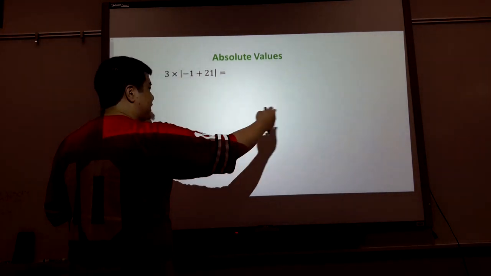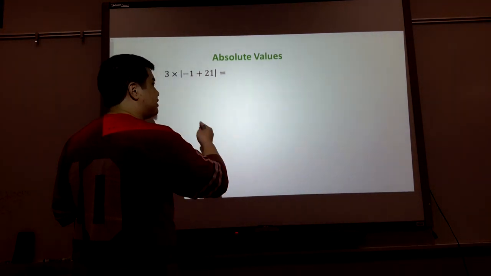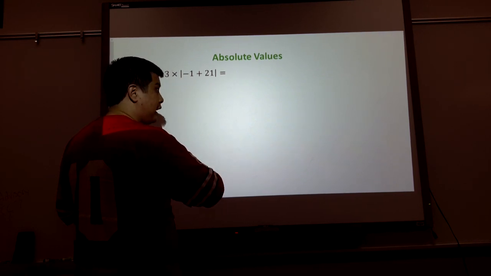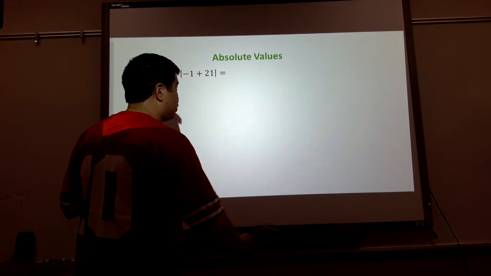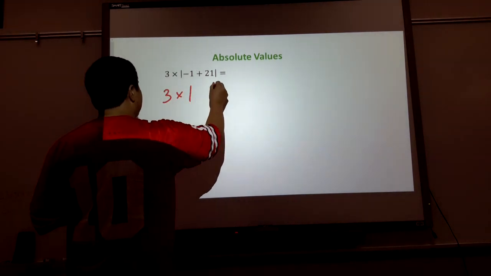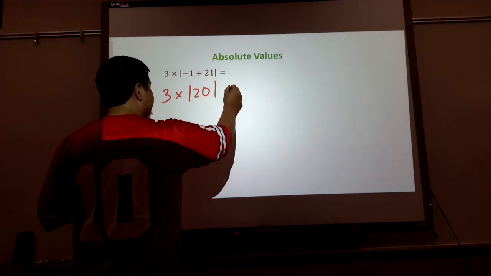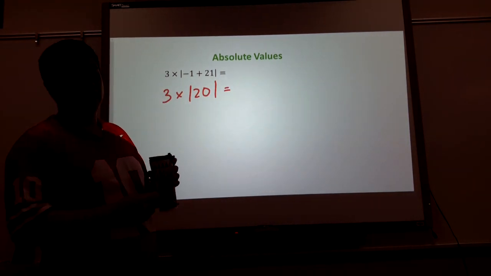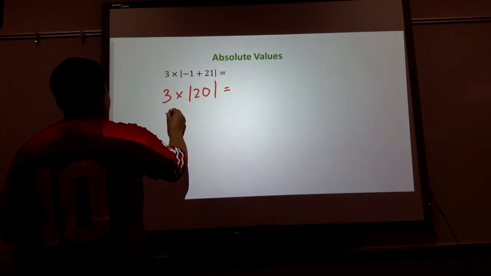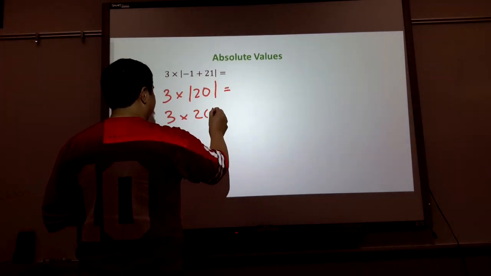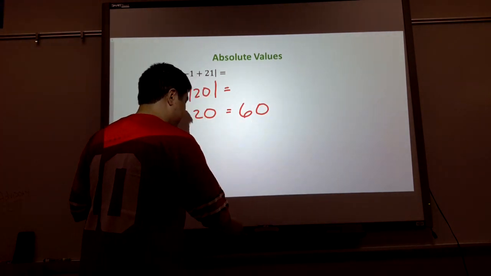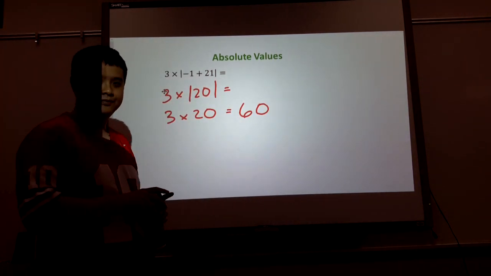And if we move 21 spaces to the right, that means we're going to go past 0 after 1 step, so negative 1 to 0, and then go 20 more steps to 20. So we got 3 times the absolute value of 20. And the absolute value of any positive number is just that number itself, so we got 3 times 20, which is 60. So the solution to this is 60.